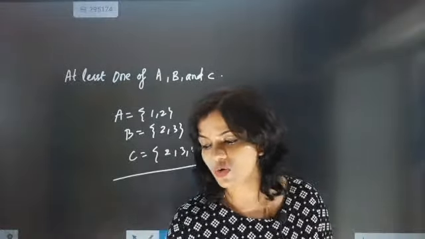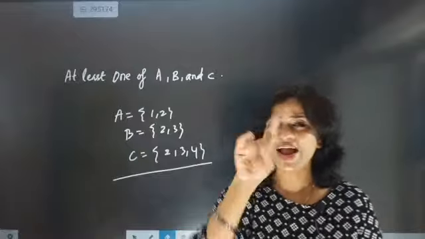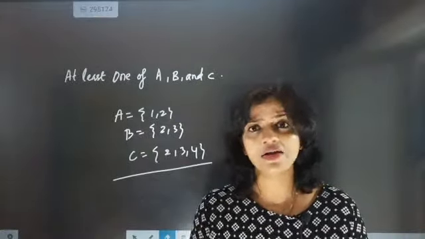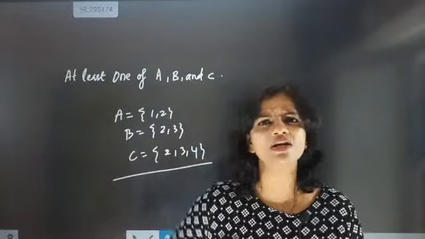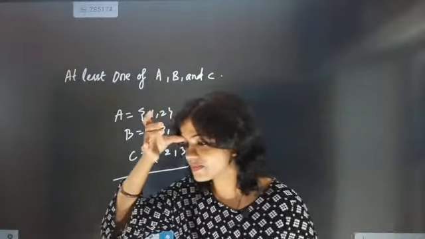So here also, when they say at least one of A, B, C, at least means one, and that means the maximum is that all will come.